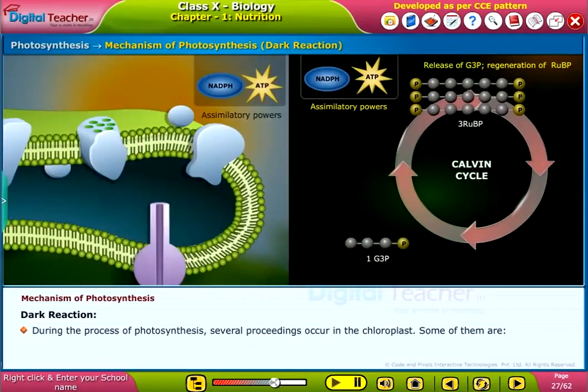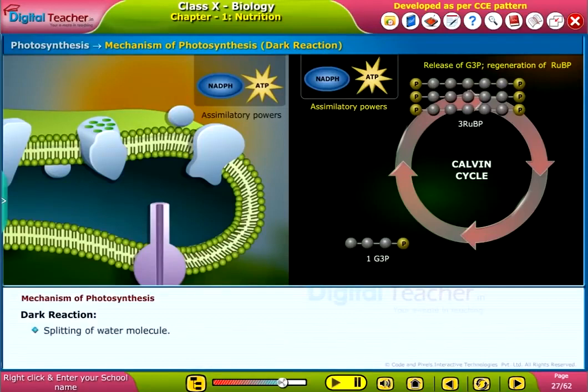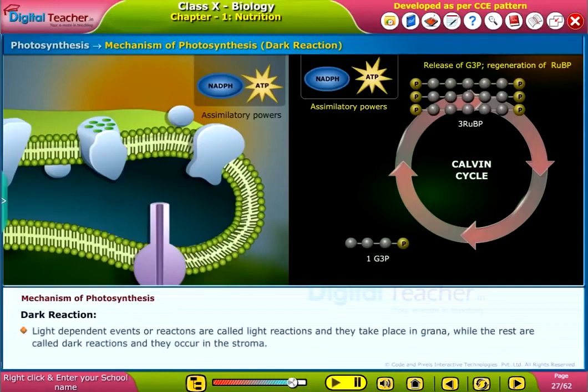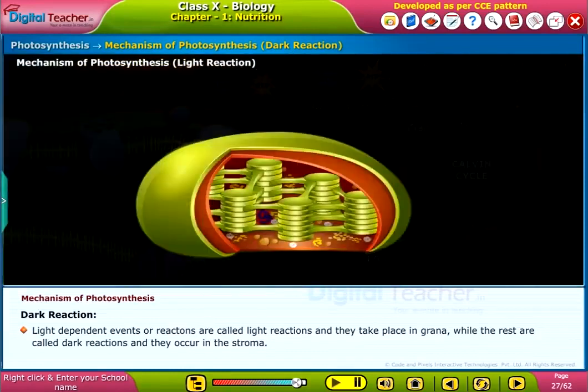During the process of photosynthesis, several events occur in the chloroplast. Some of them are converting light energy into chemical energy, splitting of the water molecule, and reduction of carbon dioxide to carbohydrates. Once light energy has been captured, it can help the dark reactions to initiate several events, even in the dark, and some may continue even in the absence of light. Light-dependent events or reactions are called light reactions, and they take place in grana, while the rest are called dark reactions and they occur in the stroma.